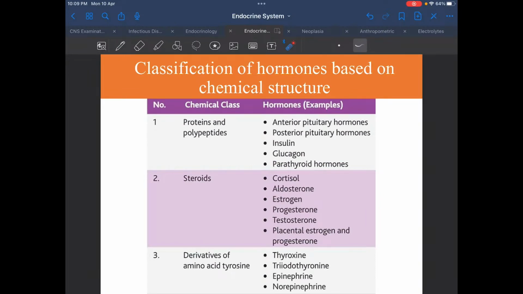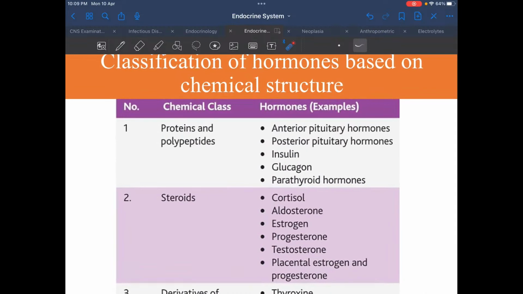We can classify hormones on their basic structure. We can have proteins and polypeptides. Can we name some? Anterior pituitary hormones. All of the anterior pituitary hormones are proteins or polypeptides. Posterior pituitary hormones are the same as well, whether it be arginine vasopressin or oxytocin. Insulin, we all know, contains 2 chains, A and B chains, and they are basically made up of amino acids. That is why we are putting them under polypeptides. Then we have glucagon, parathormone, all of these are proteins and polypeptides.